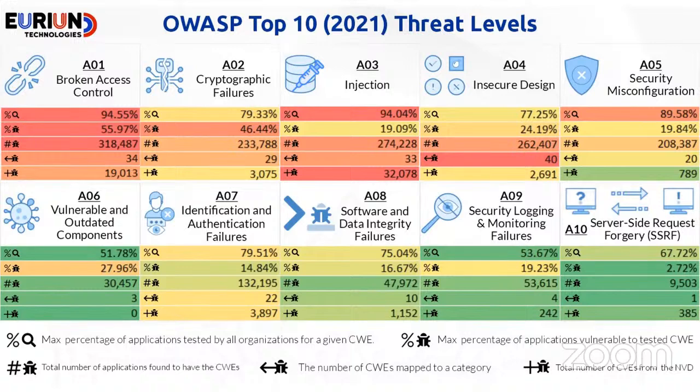And we have the 2021 threat levels. The first is broken access control, the second one is cryptographic failures, the third one is injection, the fourth one is insecure design, and the fifth one is security misconfiguration. They have analyzed and proven that there are bugs, and how they have got all the information on how websites are being hacked.